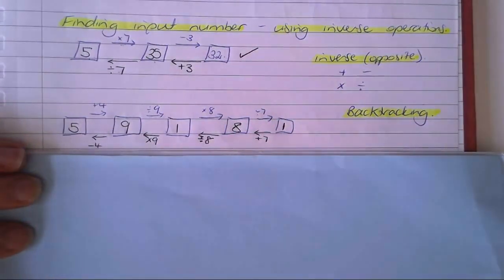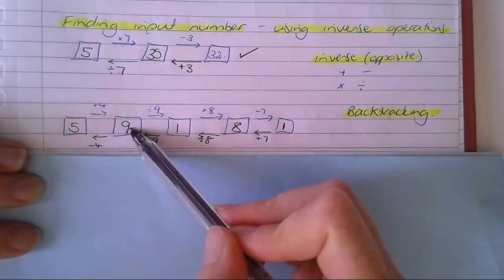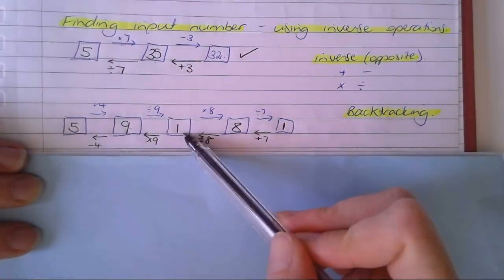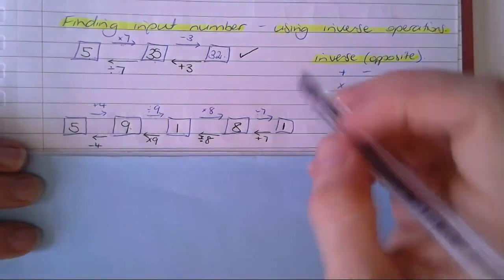So let's test it, okay, and go from the beginning forwards now. 5 plus 4 is 9, 9 divided by 9 is 1, 1 times 8 is 8, 8 minus 7 is 1, correct.